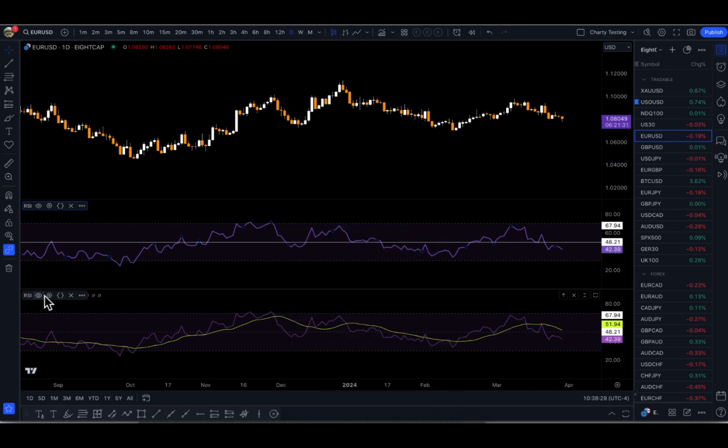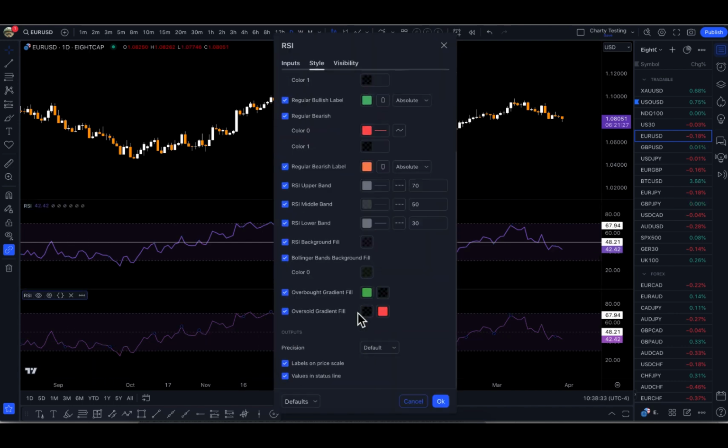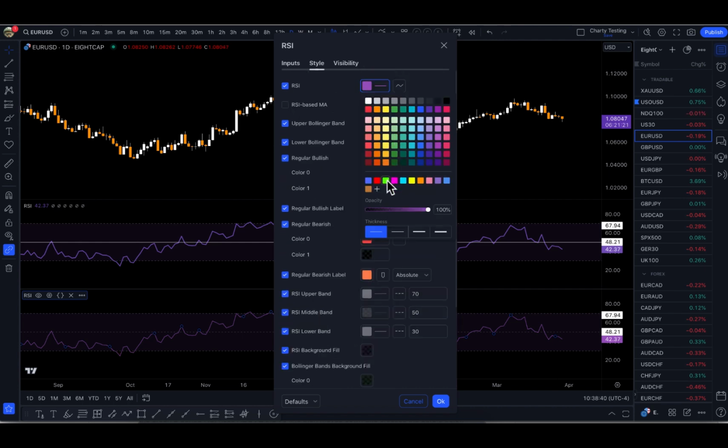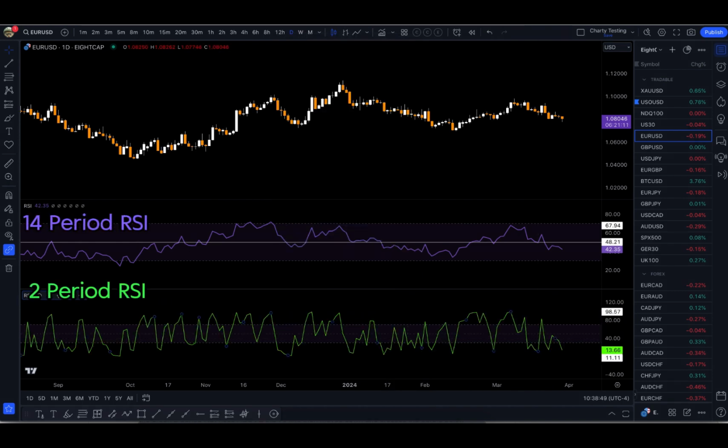Then on the second RSI, open the settings, again remove the moving average and the gradients, and change the color to whatever you want. I'm going to use green for visibility, and then under inputs, change the RSI length to 2. Now all that's left is to combine them to make them usable for our purpose.